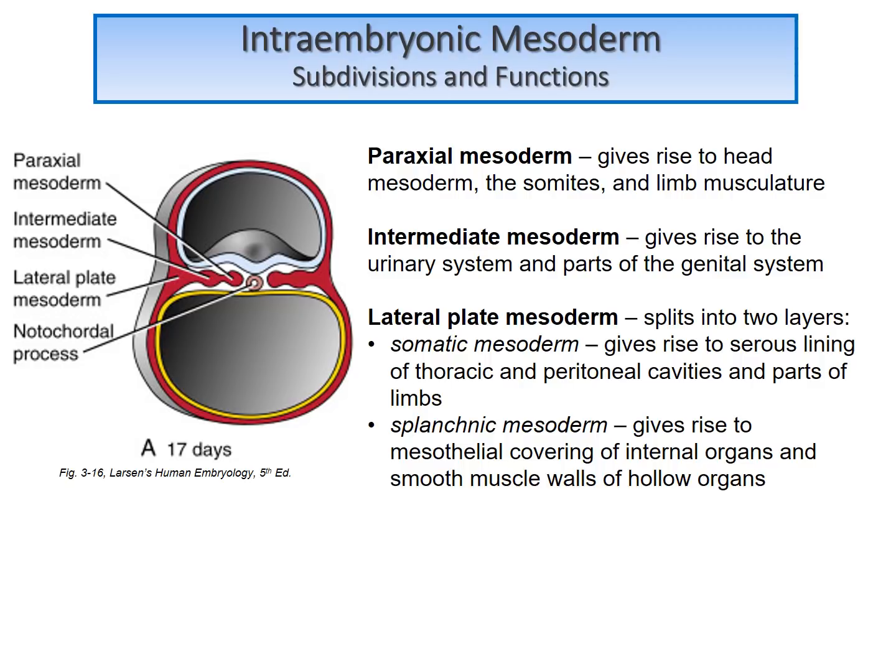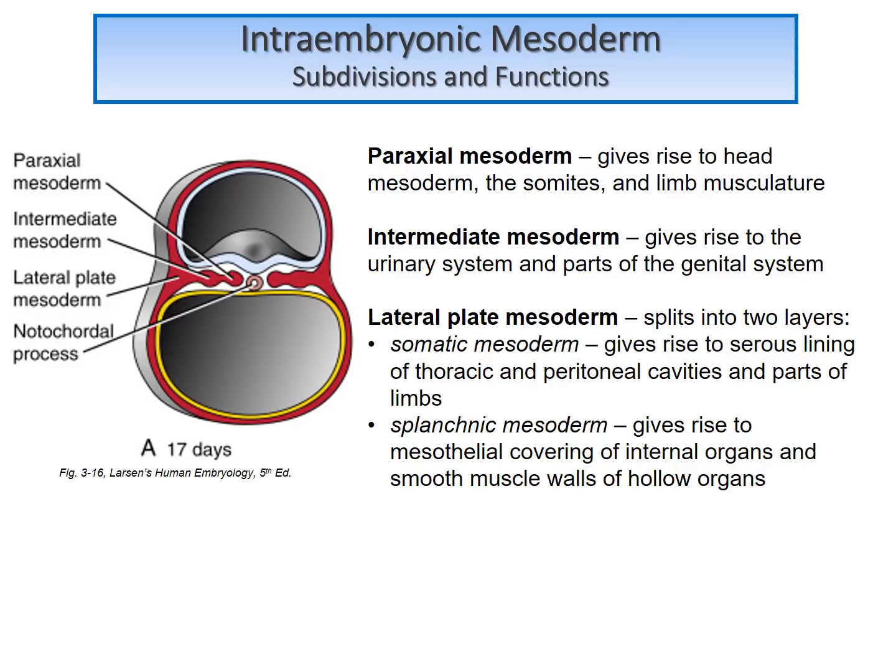Recall in a previous slide that with the exception of the oropharyngeal and cloacal membranes, intraembryonic mesoderm migrates in all directions beneath the ectoderm and endoderm layers. This mesoderm subsequently differentiates into paraxial mesoderm, intermediate mesoderm, and lateral plate mesoderm, with each subdivision giving rise to unique structures. The paraxial mesoderm, organized immediately on each side of the notochord, gives rise to the mesoderm of the head, to somites, and limb musculature. Details of this type of mesoderm will be given in the Movement and Mechanics module.